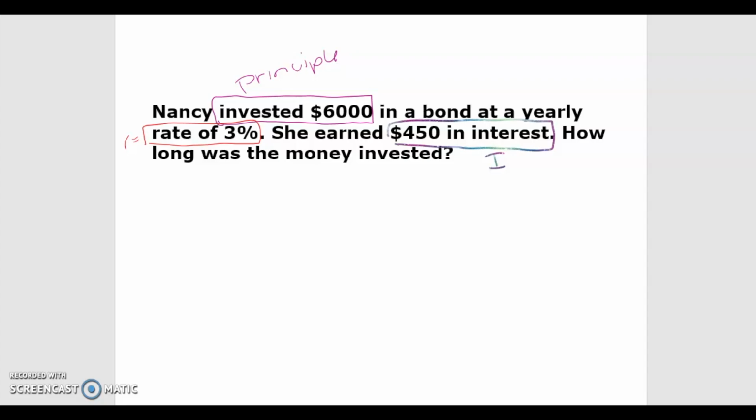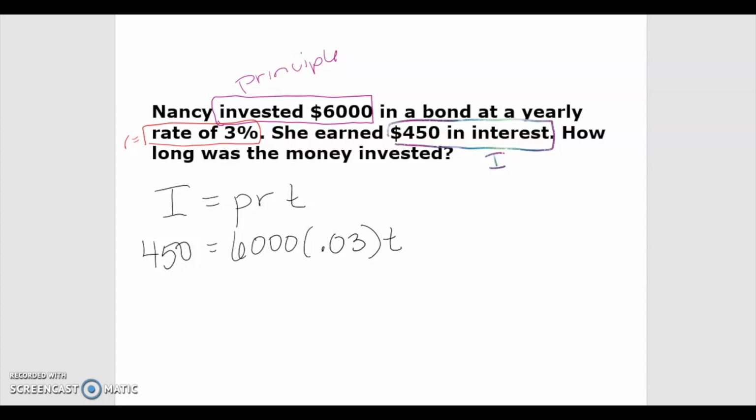So we're going to write our formula down. I, interest, equals principal times rate times time. So we're going to plug in what we know. We know the I. We know we earned $450. We know that we invested $6,000. We know that our rate was 3%. So again, we need to write that as a decimal. Now we're going to solve our equation for T.